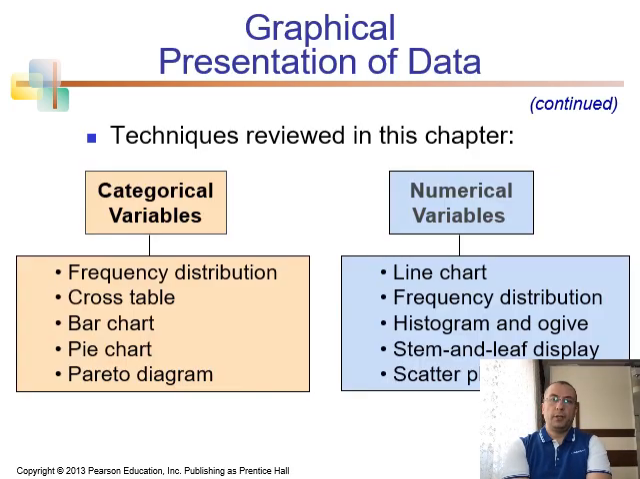So graphical presentation of the data for categorical variables. We can use frequency distribution, cross table, bar chart, pie chart, and Pareto diagram. For numerical variables, we can do a line chart, frequency distribution, histogram, scatter plot, stem and leaf. Now stem and leaf is very old style, so we will not see that one, but we will see different other types of graphs, especially scatter plot.